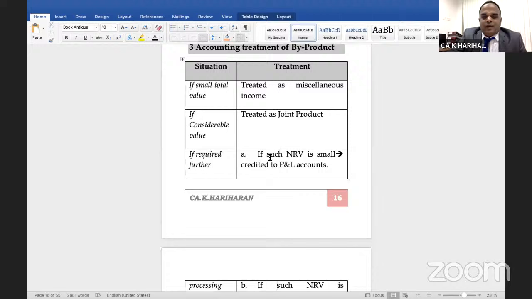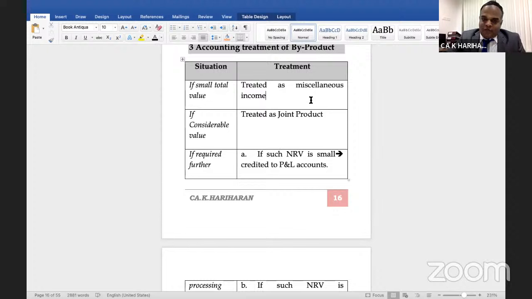Accounting treatment of byproduct. You know what is called a byproduct, joint product and byproduct. Both the products are, we are going to prepare together, then it is called a what? Joint product. Intentionally, if I'm going to manufacture, then it's called a joint product. While producing one main product, incidentally or accidentally, if another product is also emerged, the resultant product is called byproduct.